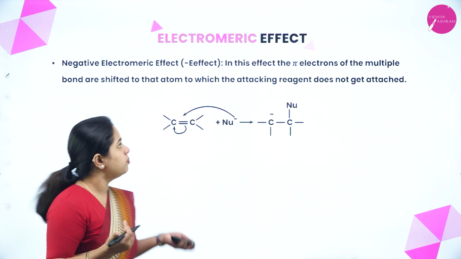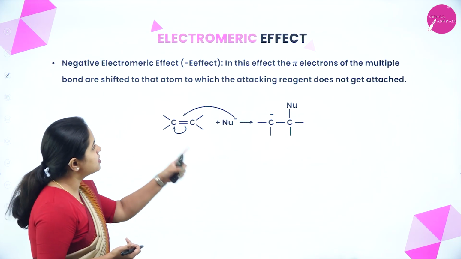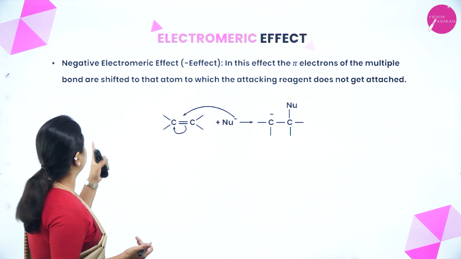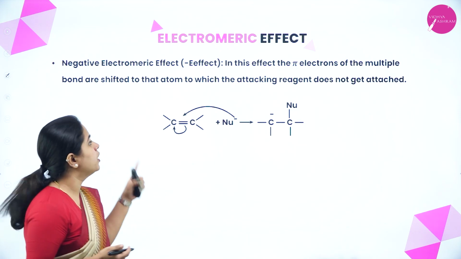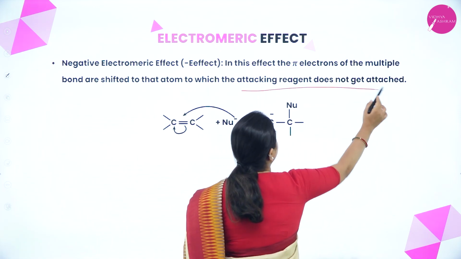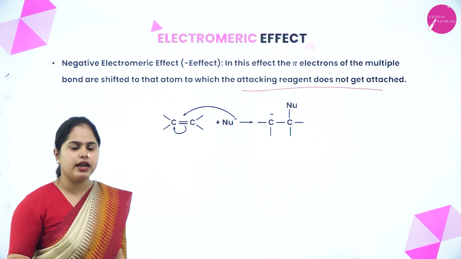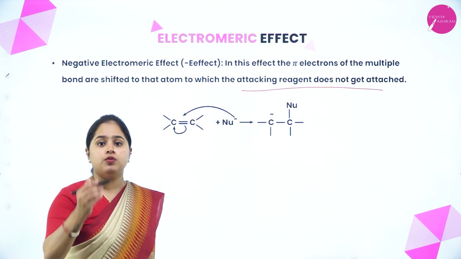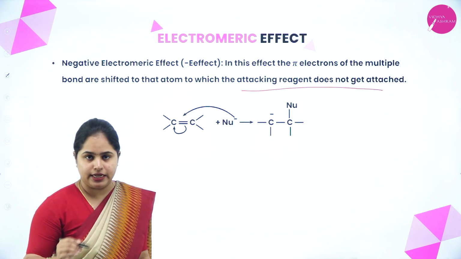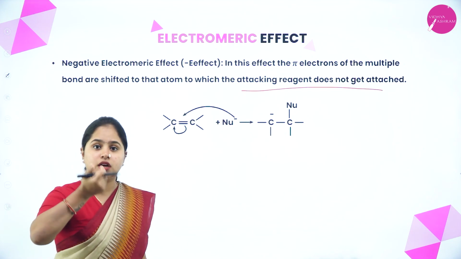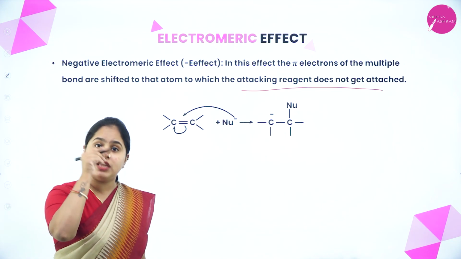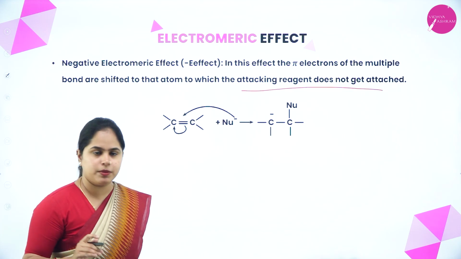Right? Now what will be the minus E effect then? In this effect, the pi electrons of the multiple bond are shifted to that atom to which the attacking reagent does not get attached. Right? So the carbon atom to which the electrophile is coming and attacking, apart from that, the other carbon atom which is present, to that carbon atom the pi electrons will be shifted.